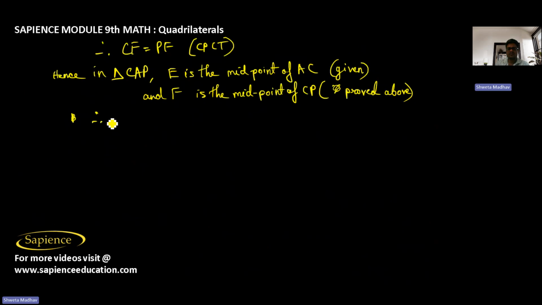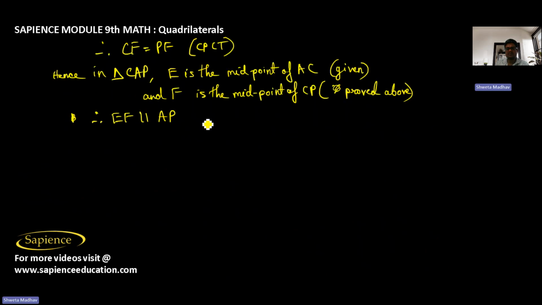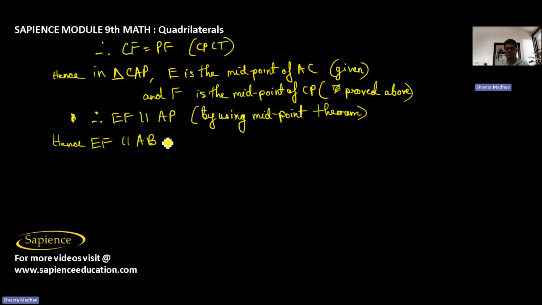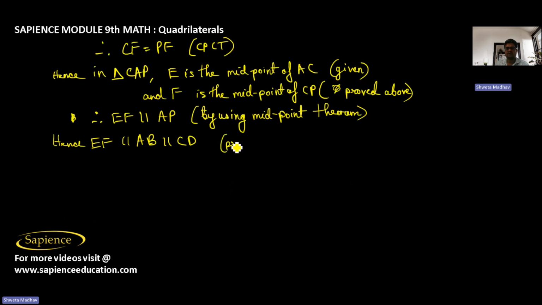So therefore we can say that EF is parallel to AP by using the midpoint theorem. So hence we can say that EF will be parallel to AB also. EF will be parallel to AB, which is again parallel to CD. So hence proved.